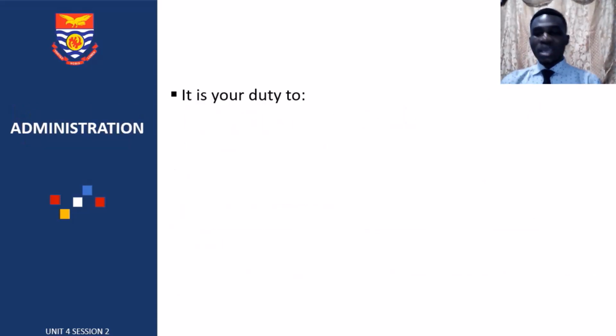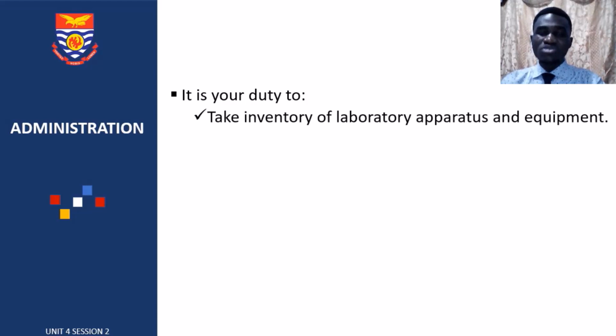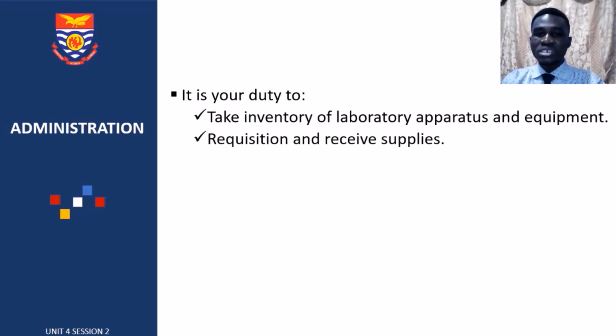Now, administration. Once you are in charge of the laboratory, you also become the administrator there. It is your duty to take inventory of laboratory apparatus and equipment. What do you have? I have voltmeters, 2. I have vernier caliper, 3. It is you, the teacher, who has to take inventory of all this equipment. And requisition and receive supplies. So you must have a book for that. Anytime you make a requisition for materials and when those supplies are made, you must record them.